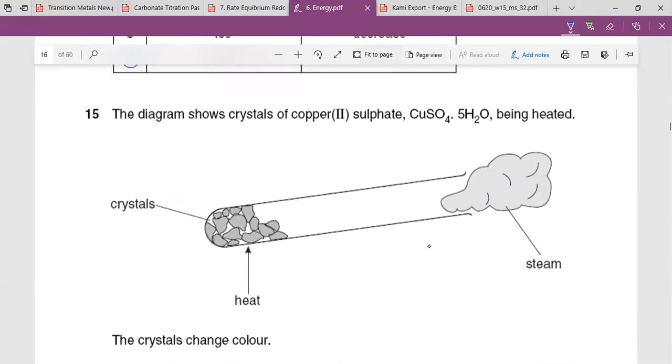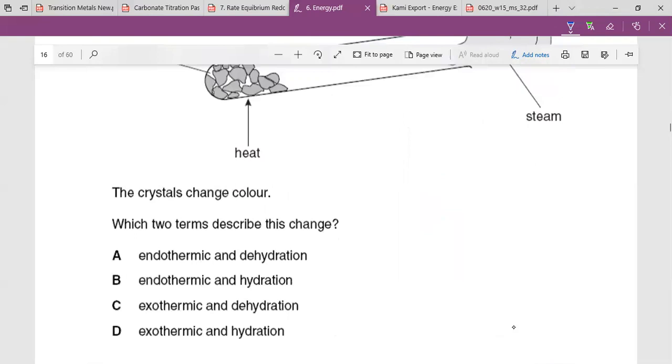The diagram shows crystals of copper sulfate. Water, now this is a blue color. This is hydrated. It's blue, hydrated copper sulfate being heated. Crystals heat, steam. This is H2O here. Great color change.